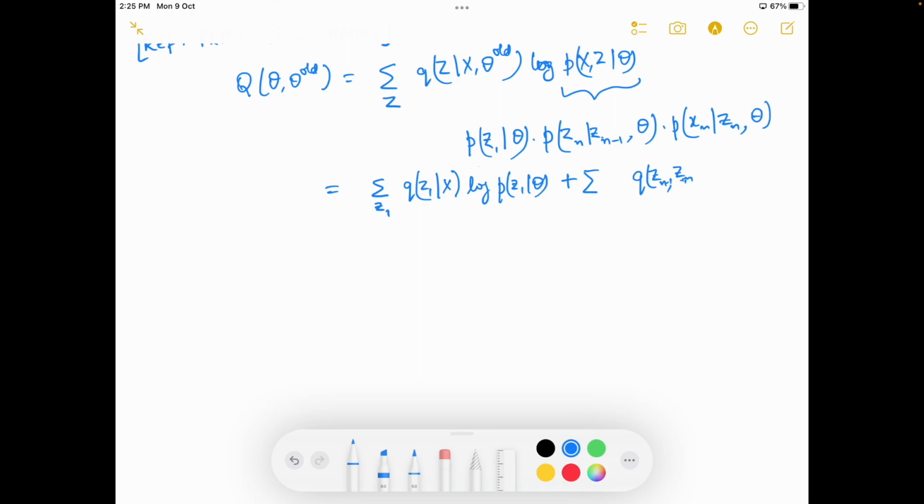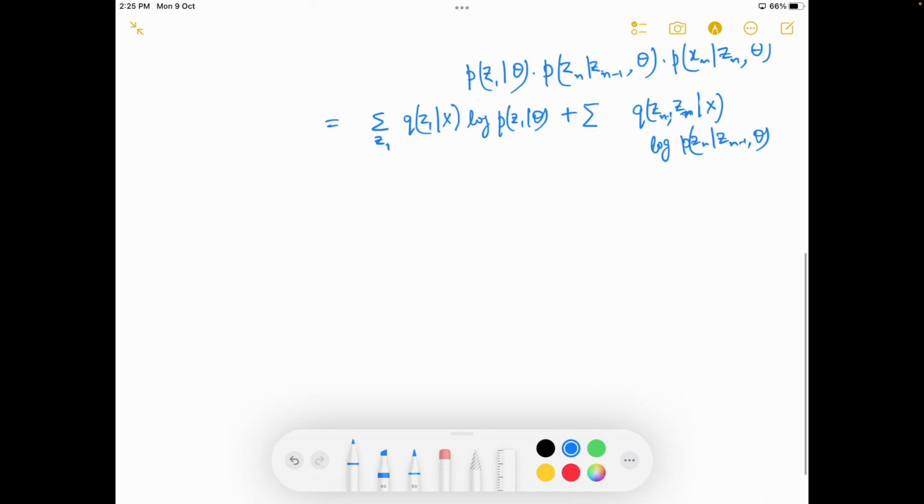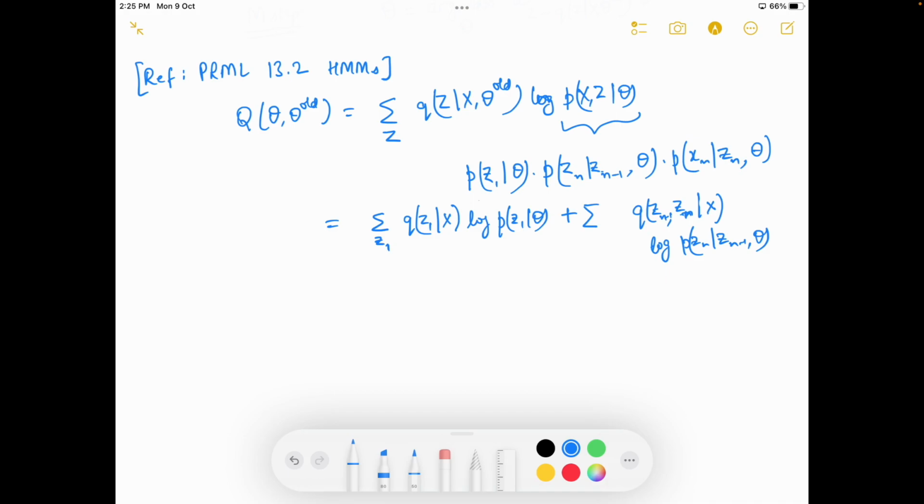So I'm writing it as q of zn minus 1 comma zn given theta, oh sorry, given x. Theta old is obvious, so only x will remain here. Into log of p of zn given zn minus 1 comma theta, plus this is summed over all the z's, which means zn and zn minus 1, and you also sum over n, because this n goes from 2 to capital N. Those zn and zn minus 1 will anyways remain.